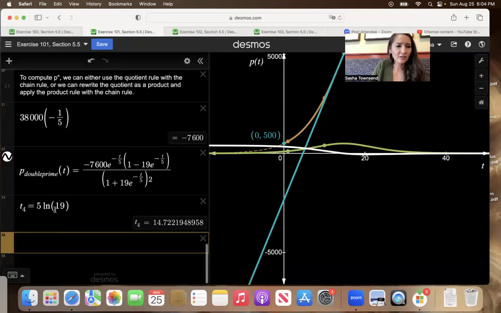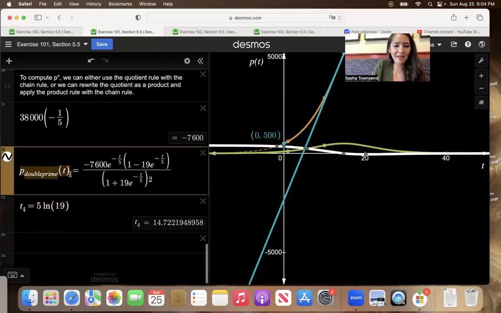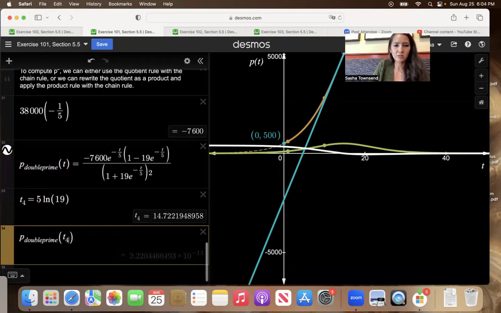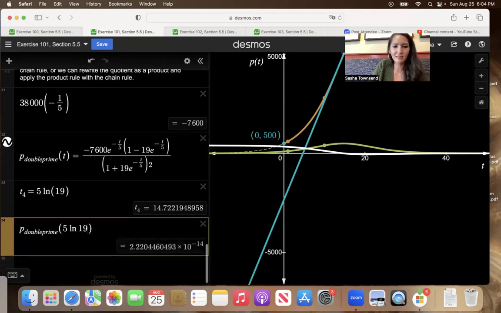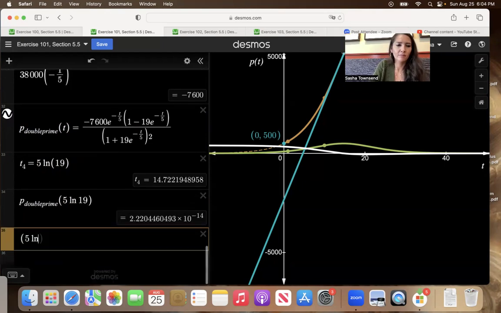If you are not sure, you can evaluate. I said t sub 4 equals this value. If we evaluate p double prime at that t value, you can just substitute t sub 4. You get something that's nearly 0. Or you can evaluate at 5 natural log of 19. You get something that's nearly 0. For some reason, it's not giving me the exact answer that I wanted.